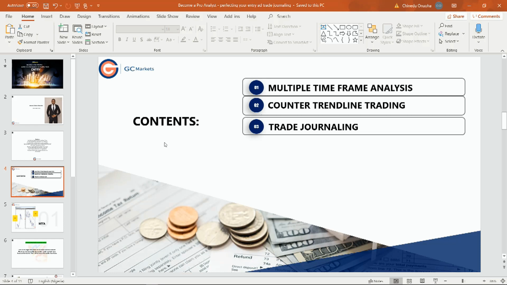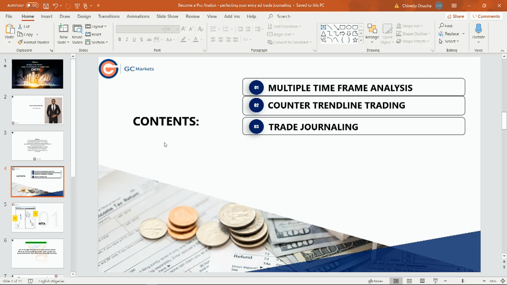This is the content of what we'll be covering today. First, we'll begin by looking at multiple time frame analysis. Then we'll look at how we can combine that with counter trend line trading, and finally we'll wrap it up with the importance of trade journaling. And then I'll give you a free trade journal Excel spreadsheet that you can use to support your journaling.